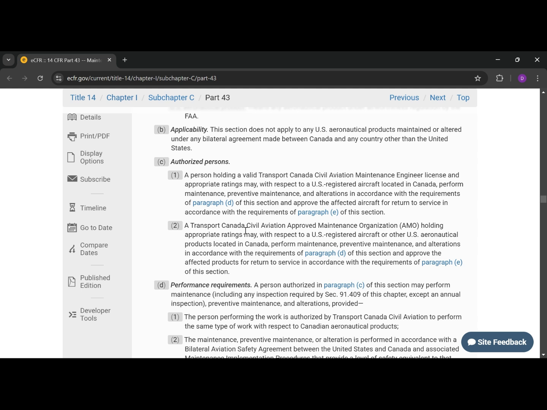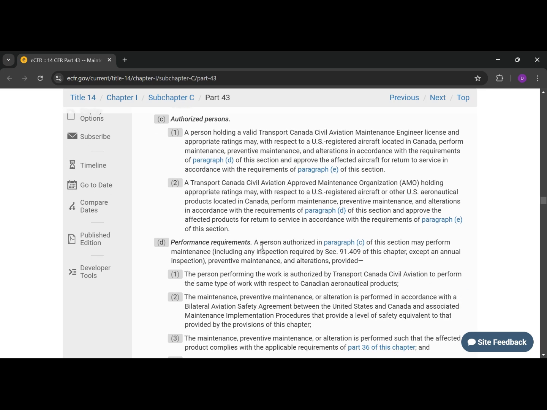A Transport Canada Civil Aviation approved maintenance organization holding appropriate ratings may, with respect to U.S. registered aircraft or other U.S. aeronautical products located in Canada, perform maintenance, preventative maintenance, and alterations in accordance with the requirements of paragraph D of this section, and approve the affected products for return to service in accordance with the requirements of paragraph E of this section.